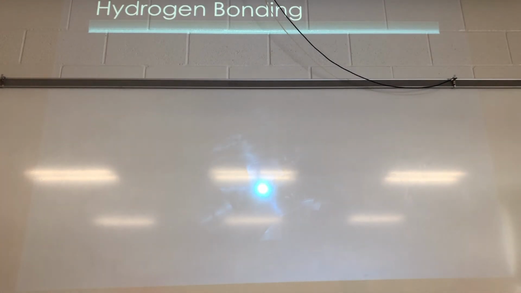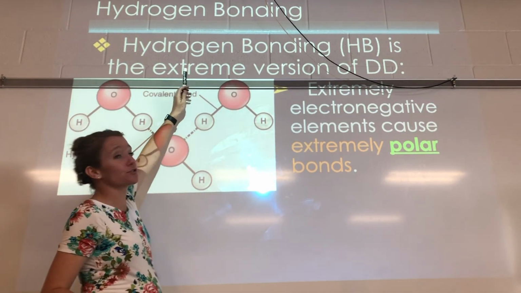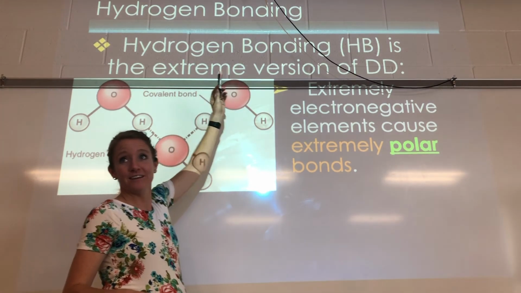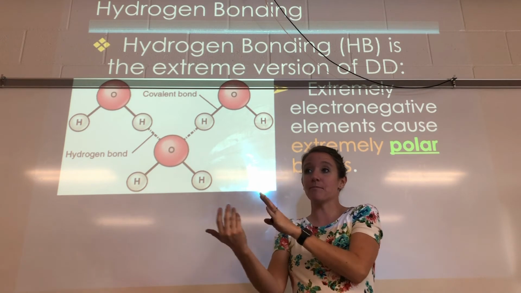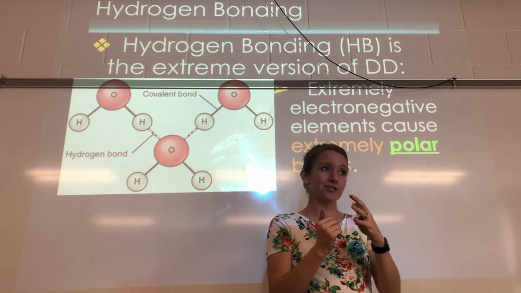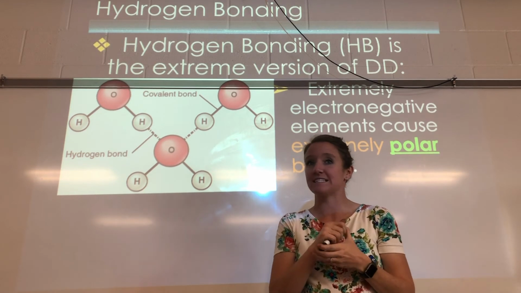All right, last type of force, we have dipole-dipole, we have London, and then we have what is known as hydrogen bonding. Once again, notice the comparison. This is an extreme magnet. So we have dipole, which is a magnet. London is a temporary magnet. Hydrogen bonding is the extreme magnet, so it's the strongest of all the forces.